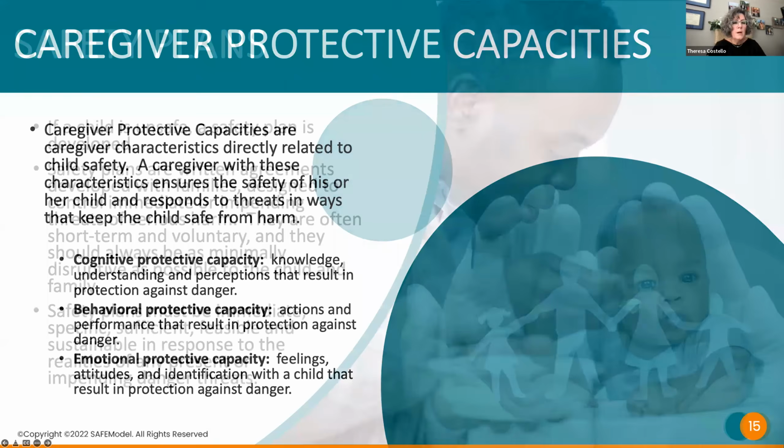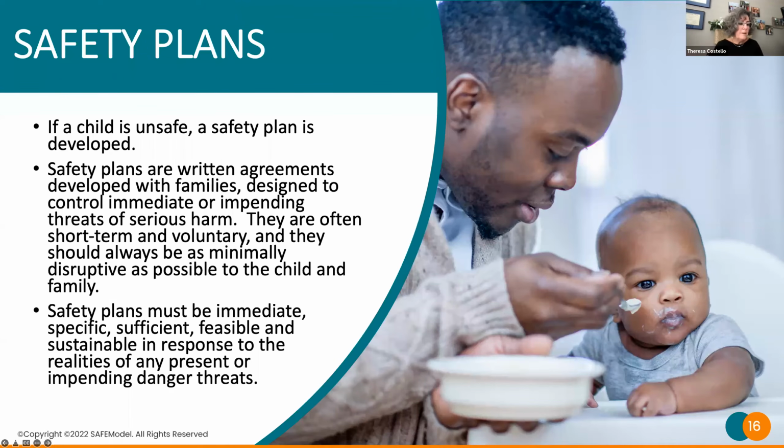Safety plans. So if we're thinking about progressing again through this life of a case, if we determine that there is impending danger, if a child is unsafe with the definition we just talked about, then a safety plan has to be developed. What are safety plans? Safety plans in most jurisdictions now are written agreements. Many times we have families sign them, and they're designed to control those immediate threats that we've identified. We've said that there's serious harm. We've identified specifically what it is.